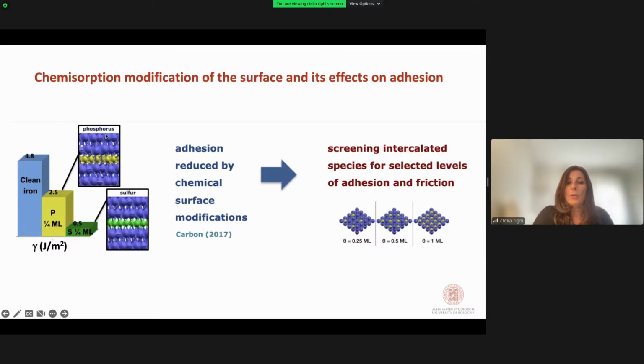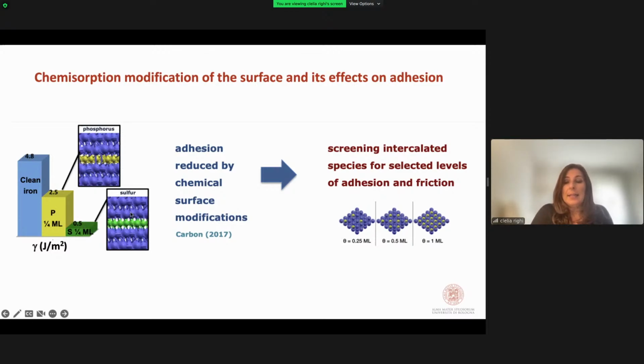because in the past we found that by modifying chemically the two surfaces in contact, the adhesion can be really tuned. For example, we found that by covering the two iron surfaces with 1/4 of monolayer of phosphorus, the adhesion of iron decreases to half of its value. And by including the same amount of sulfur atoms, this decrease is of 1/4 of magnitude.